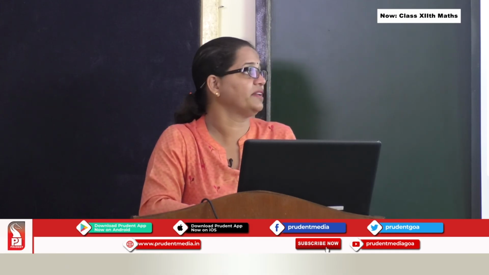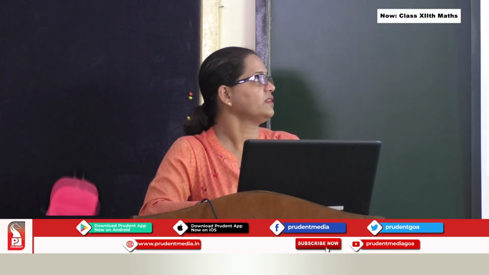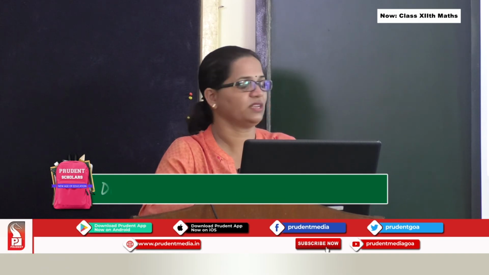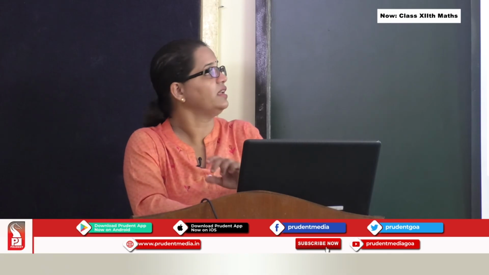Now these two matrices I need to multiply. They are square matrices, and after using the proper protocol, I get this matrix as my RHS and this matrix as my LHS. Are they equal? Just observe, yes. So I am getting LHS equal to RHS. Hence A into B the whole transpose is equal to B transpose into A transpose, and it is verified. Let's go to the second one.